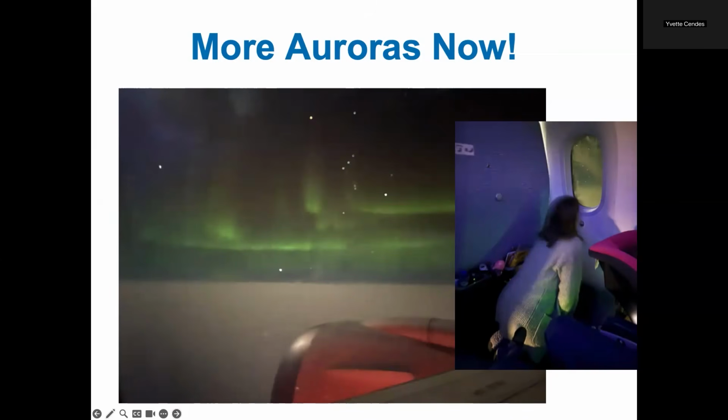Yes? Why do you always see them green? Green is just the most common color because it's associated with oxygen, and we have a lot of oxygen in our atmosphere. So yes, that's a good question. And then red is something more rare. So that's why I usually don't see red. But as I said, usually to our eyes, it's just kind of whitish.